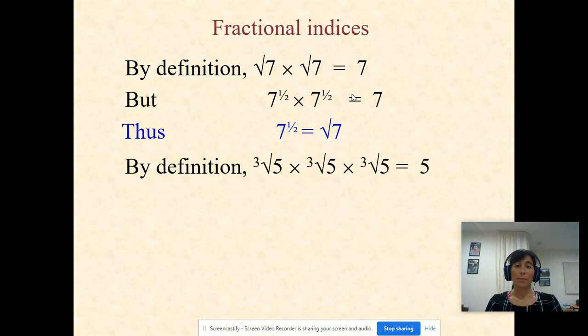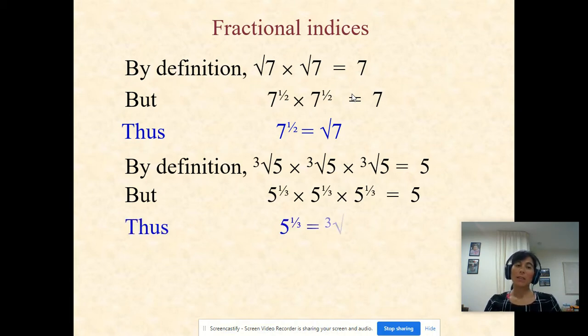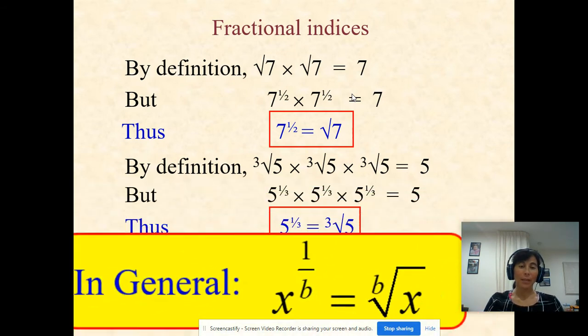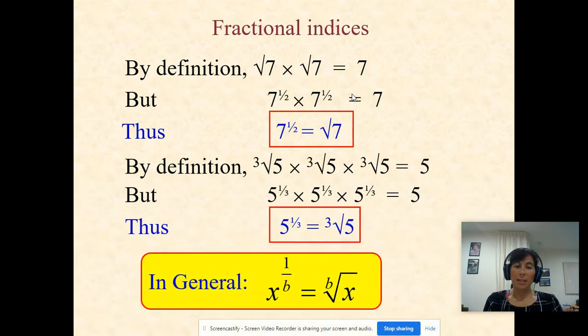Here's another example. By definition, the cube root of 5 times the cube root of 5 times the cube root of 5 equals 5. Check it on your calculator. But we also know 5 to the power of a third times 5 to the power of a third times 5 to the power of a third is equal to 5. Again, check it on your calculator. So from this, we can say that 5 to the power of a third is equal to the cube root of 5. So in general, we've got x to the power of 1 over b is equal to the bth root of x.